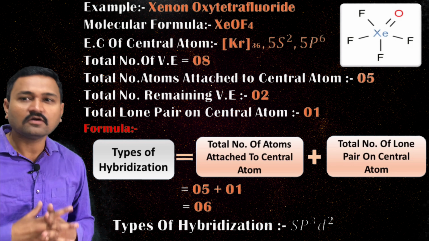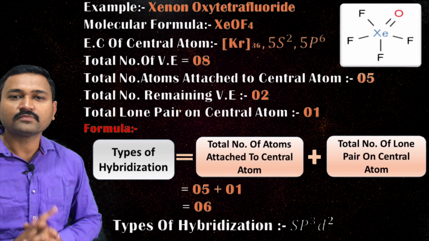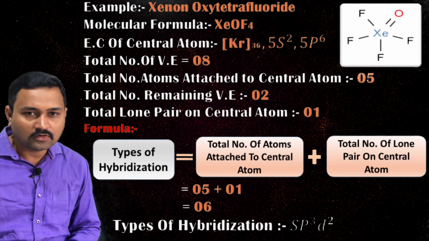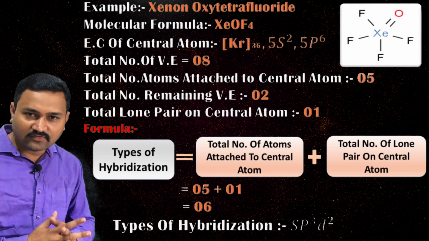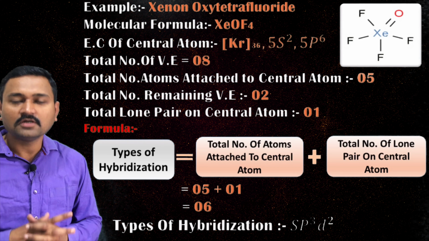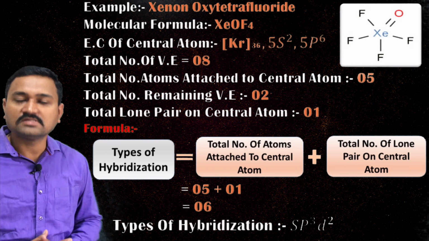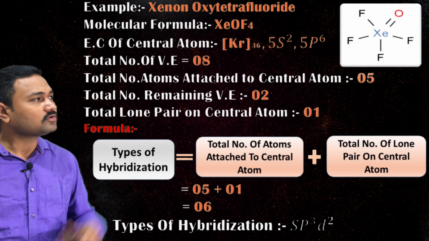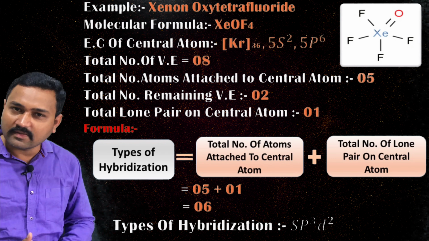Hence, out of 8, 4 valence electrons will be used by the 4 fluorine atoms, while the 1 oxygen atom uses 2 electrons to form the double bond with the xenon. So, 4 by the fluorine, 2 by the oxygen. Hence, out of 8, the total valence electrons used for the formation of the xenon oxyfluoride molecule will be 6. So, out of 8, 6 are used to form bonds. Hence, 2 electrons will remain.